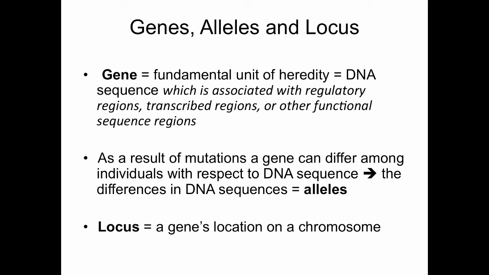All of those DNA sequences would be part of a gene. Now, as a result of mutations, a gene can differ among different individuals with respect to DNA sequence. The differences in DNA sequence represent the alleles, so alleles are alternative forms of genes, and you'll find alleles on a maternal chromosome and a paternal chromosome. The locus is the gene's location on a chromosome.